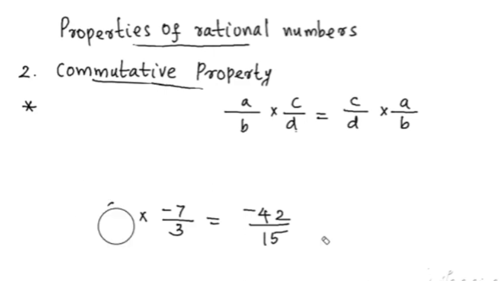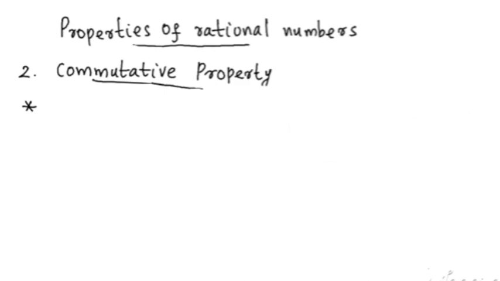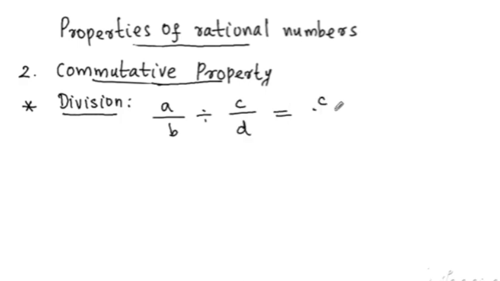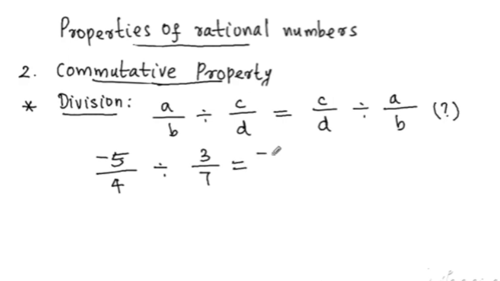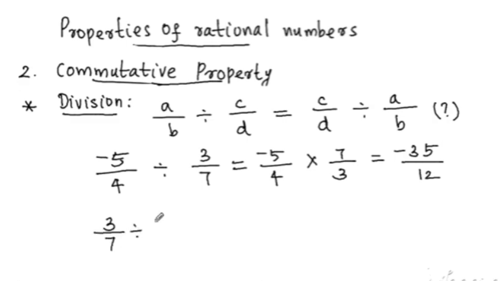Then we can look at the last operation. The last operation of rational numbers is the division. In case of division, we can write the commutative property as a by b divided by c by d equals c by d divided by a by b. In order to verify this, we can consider the example negative 5 by 4 divided by 3 by 7. It can be written as negative 5 by 4 multiplied by 7 by 3. That becomes negative 35 by 12. Now do the reverse: 3 by 7 divided by negative 5 by 4.